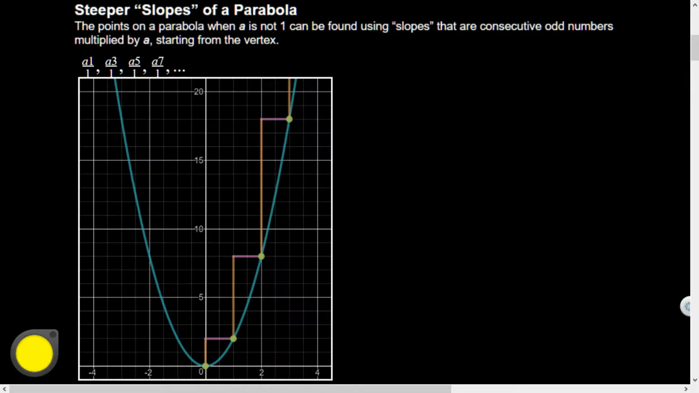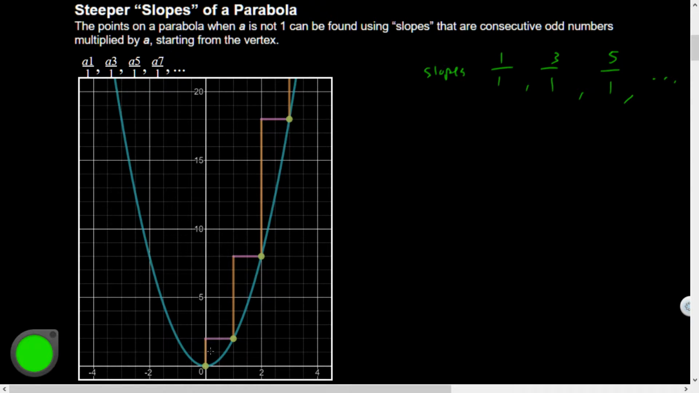Well, nonetheless, here we go. Steeper slopes of parabolas. So we've talked about the classic up 1 over 1, up 3 over 1, up 5 over 1, those consecutive odd numbers for our parabolas. But it turns out when the a is different, what you're going to have to do is multiply your slopes by that a number. So it's going to be a times 1.